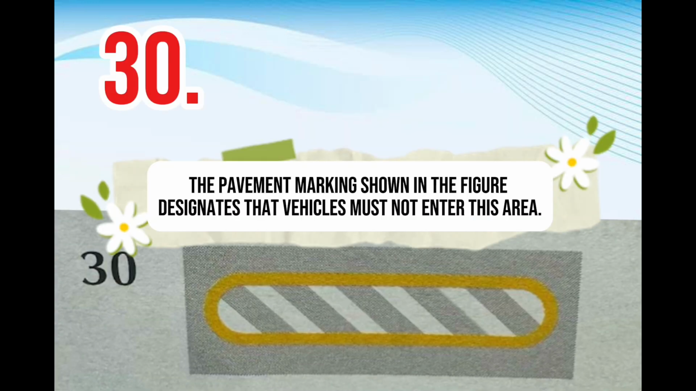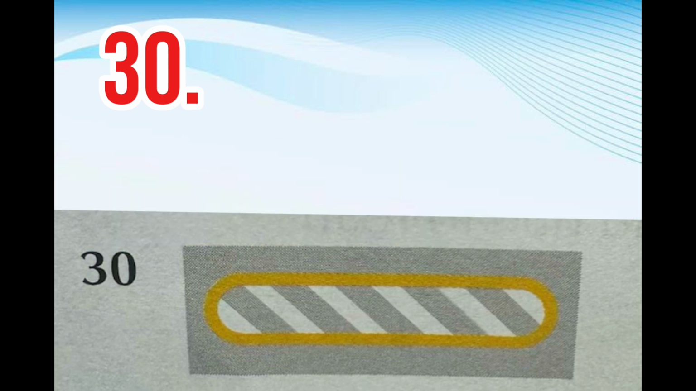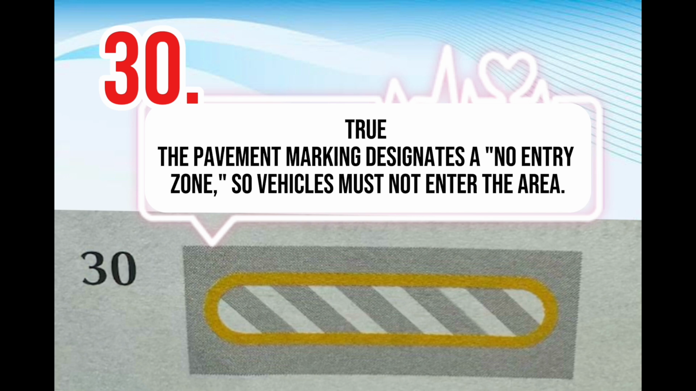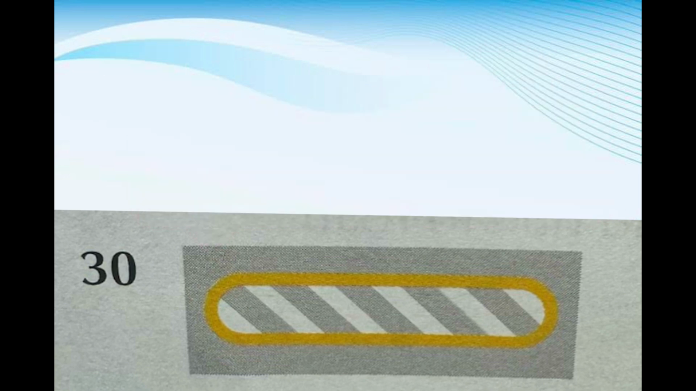The pavement marking shown in the figure designates that vehicles must not enter this area. True, the pavement marking designates a no-entry zone, so vehicles must not enter the area.